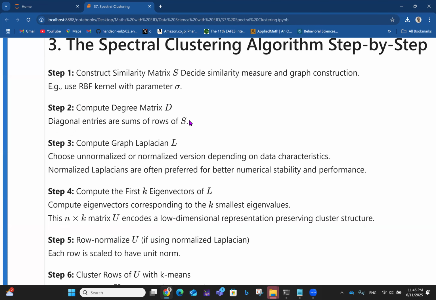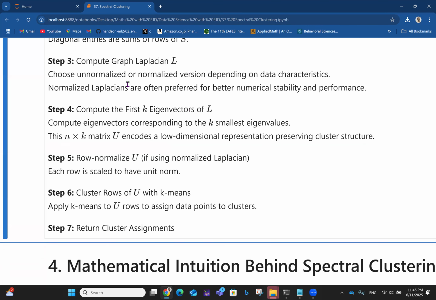In step three, you compute the graph Laplacian L. So you choose the unnormalized or normalized version depending on data characteristics. Normalized Laplacians are often preferred for better numerical stability and performance. Then step four, you compute the first k eigenvectors of L. So you compute eigenvectors corresponding to the k smallest eigenvalues. This n by k matrix U encodes a low dimensional representation preserving cluster structure.